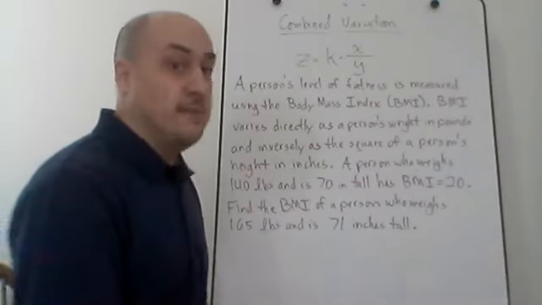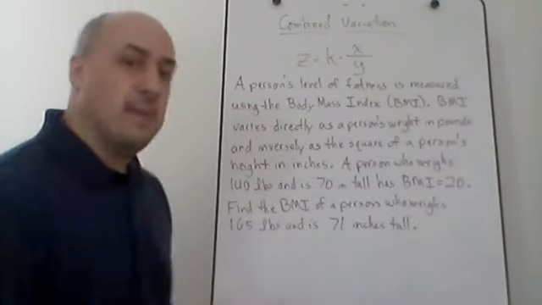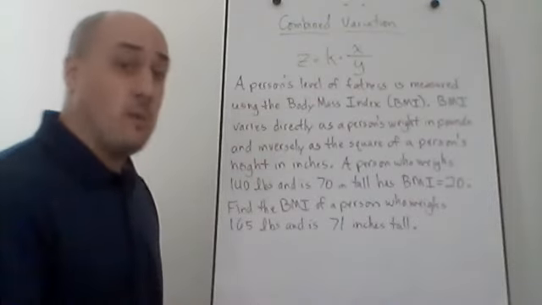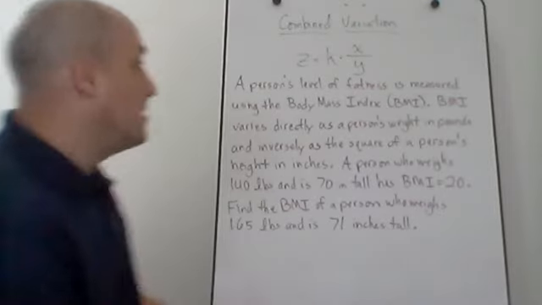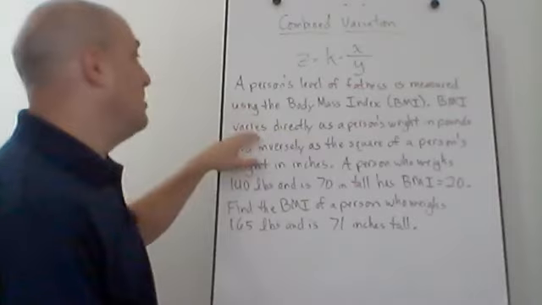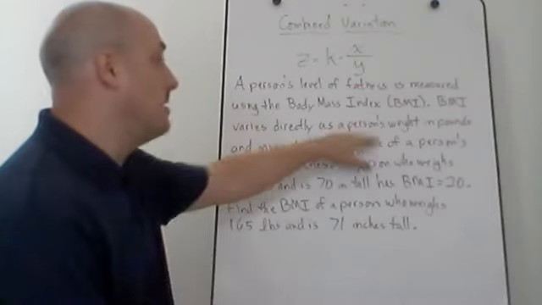Right, so a whole lot of information there. We just have to kind of pick it apart carefully, slowly, make sure we put everything in the right place, and we'll be able to work our way through this and figure it out. All right, so first off, what type of variation do we have? Well, it says that the BMI varies directly as a person's weight in pounds.